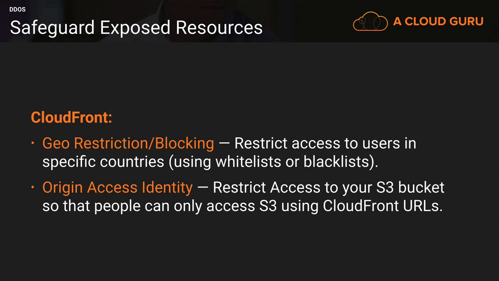So seriously, do you really want North Korea being able to access your website? It might be a good idea if you're Sony Pictures and you're using a CloudFront distribution to block all North Korean traffic. Now, I know, of course, people can use VPNs and get around it, but that is a good starting point. You can also use Origin Access Identity to restrict access to your S3 bucket, so that people can only access the S3 using CloudFront URLs.